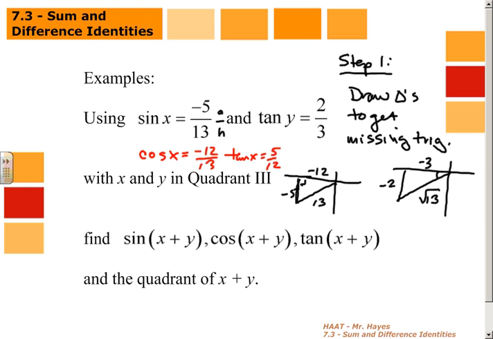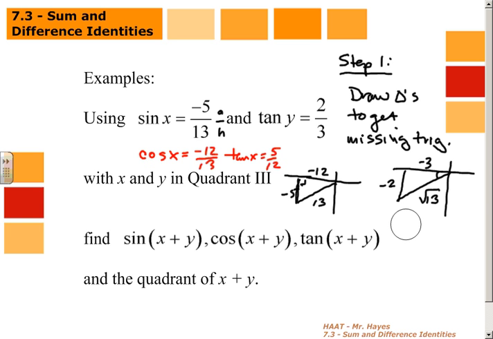So that means sine is going to be negative 2 over root 13, which after it's rationalized, excuse me, let me move this so it's a little bit better.